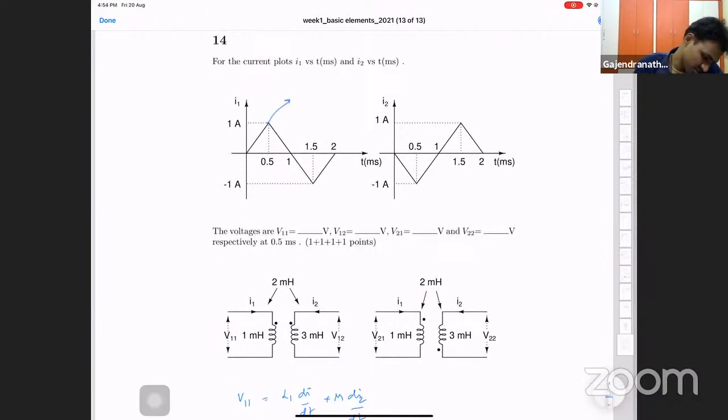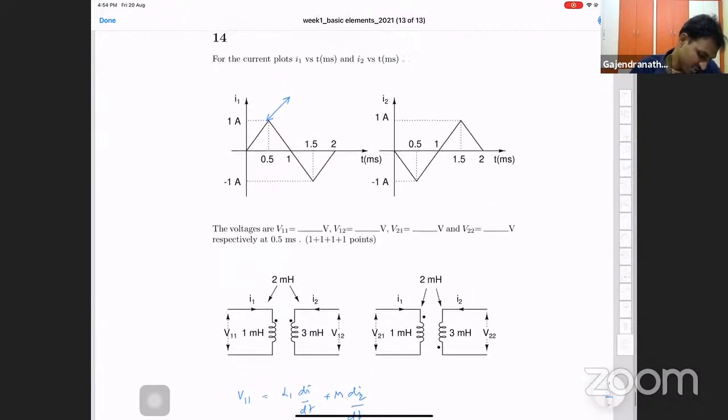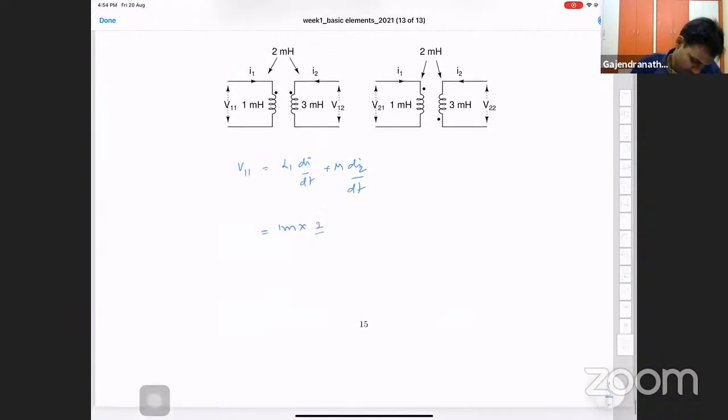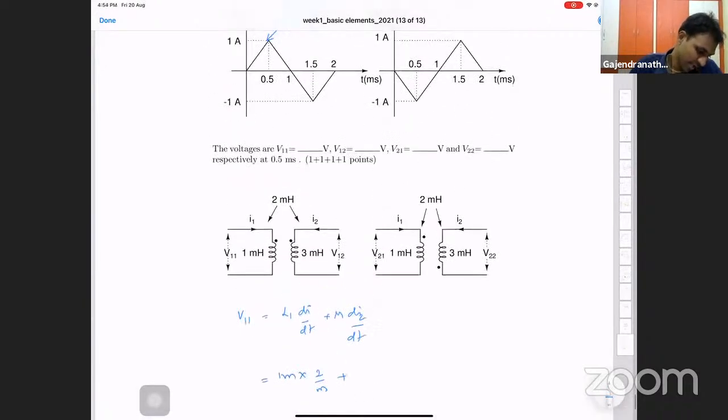So here, if you see the slope of this line, that is 1 amp going in 0.5 milliseconds. So it's 1 by 0.5 milli. Don't worry about it. That is 2 by milli. For now, let's keep it. Cancel this. Easy. 2 by milli, right? So nothing I did.